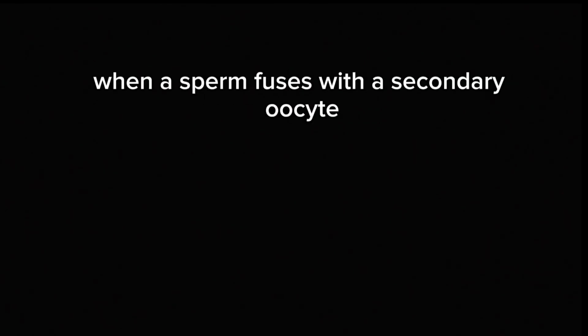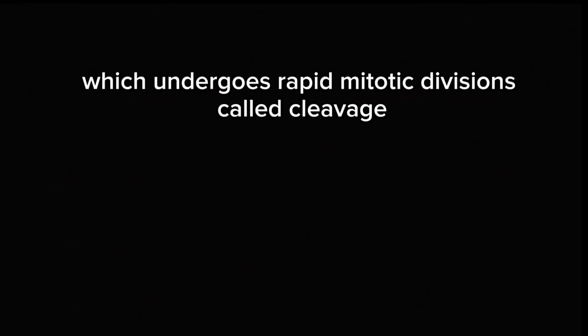Now let's move to fertilization and early development. Fertilization occurs when a sperm fuses with a secondary oocyte, typically in the ampullary isthmic junction of the fallopian tube. The sperm releases enzymes from its acrosome to penetrate the ovum, a process known as the acrosome reaction. After fusion, a zygote is formed, which undergoes rapid mitotic divisions called cleavage.